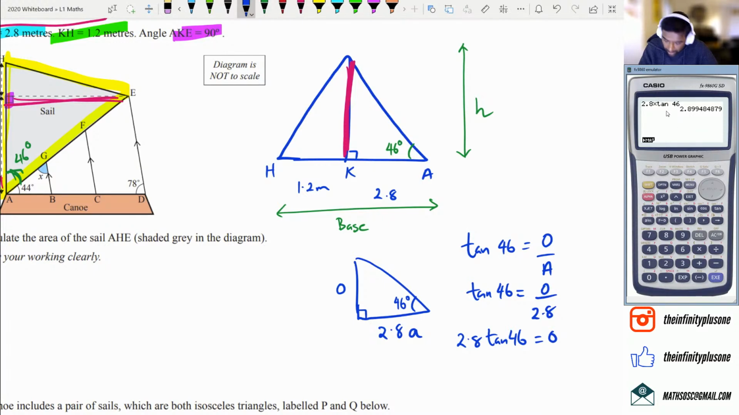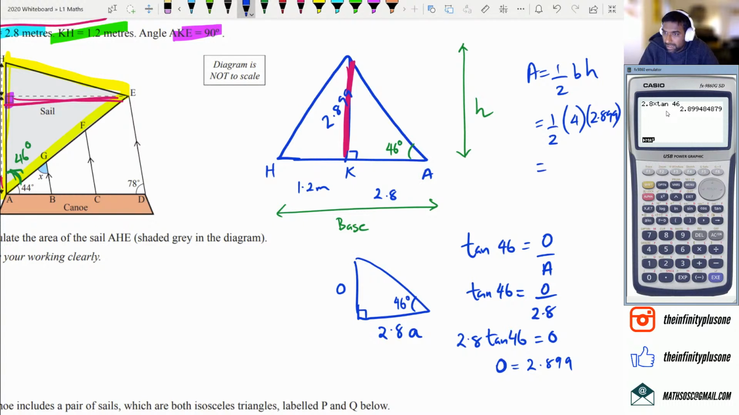That's giving me 2.899. So the opposite is equal to 2.899, and I'm going to put that here. The area is equal to half times base times height. Now the base is 4, because I've got 2.8 plus 1.2, multiplied by 2.899. I'm going to multiply that by 4 and by a half. So I get my area here as 5.799, and it's meters squared, I believe. Yes, it's meters squared.